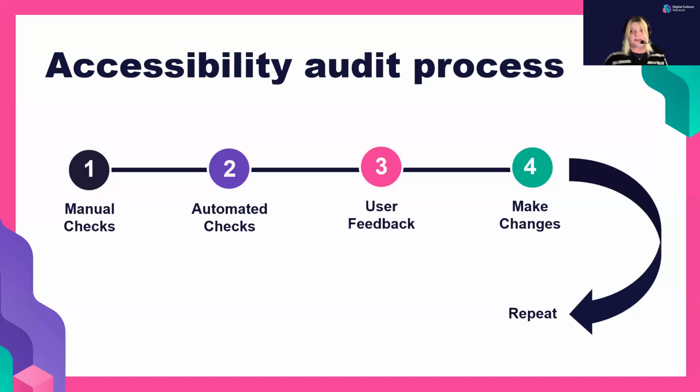And the process of an audit typically includes a manual review where you check it with a keyboard and see if there's any glaring mistakes that you could spot yourself just by using the site and thinking about the content and the journey through that content. And then there's automated checks you can do with accessibility checking tools. And then you can gather user feedback and collect all of that information and put it into a prioritized list, and then you can start making those changes. And that includes updating your accessibility statement as well when you've done that work.